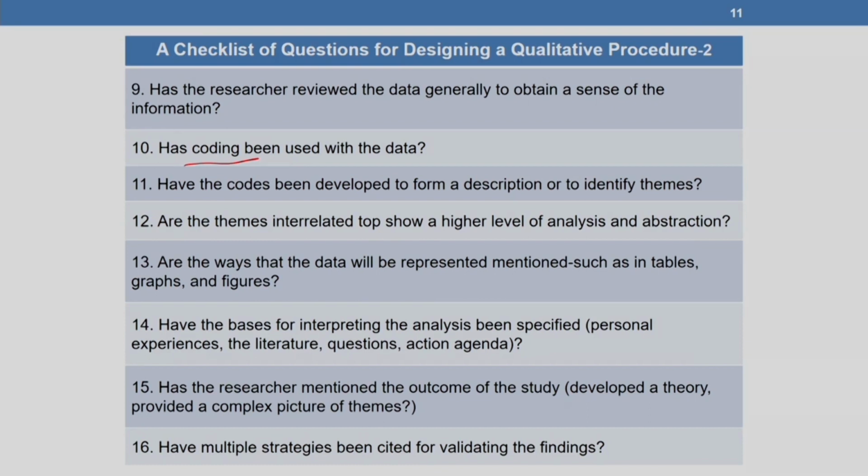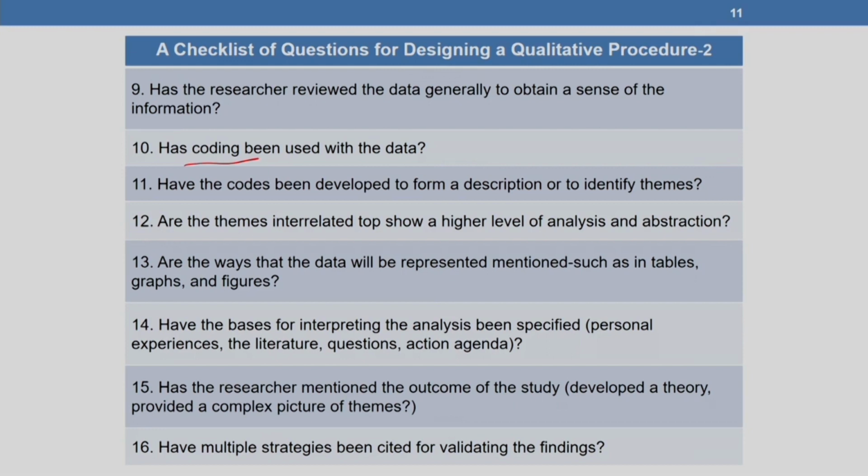Have the codes been developed to form a description or to identify themes? Are the themes interrelated to show a higher level of analysis and abstraction? Are the ways the data will be represented mentioned, such as in tables, graphs and figures? Have the basis for interpreting the analysis been specified, that is personal experiences, literature, questions, action agenda? Has the researcher mentioned the outcome of the study, as in whether a theory will be developed or whether a complex picture of the themes will be provided?